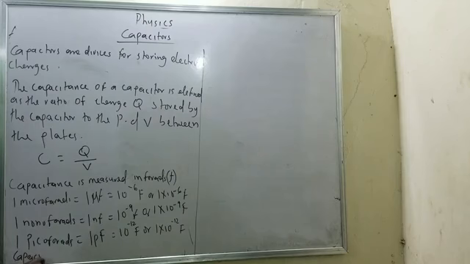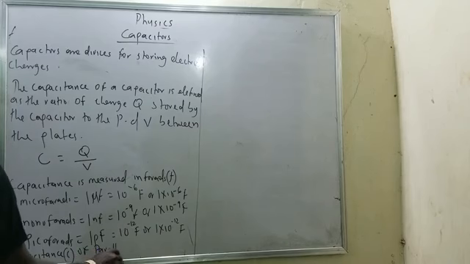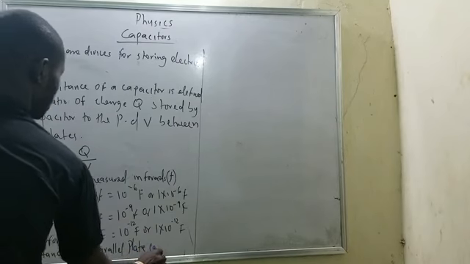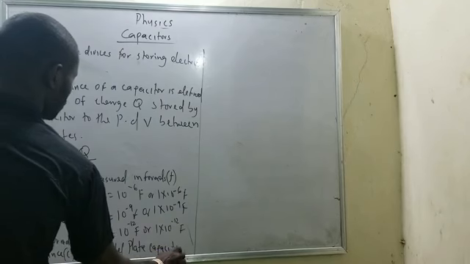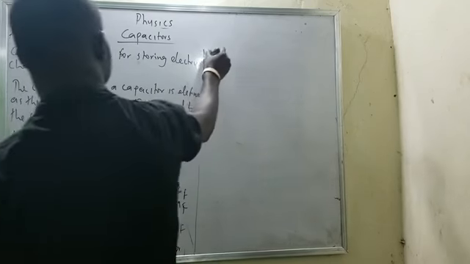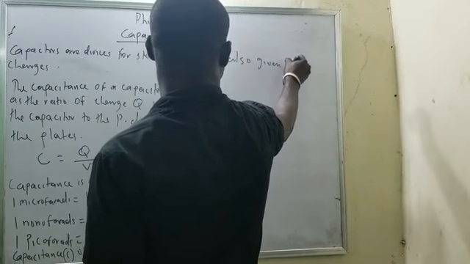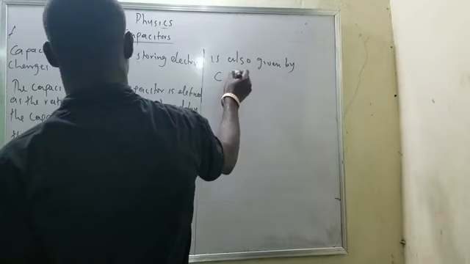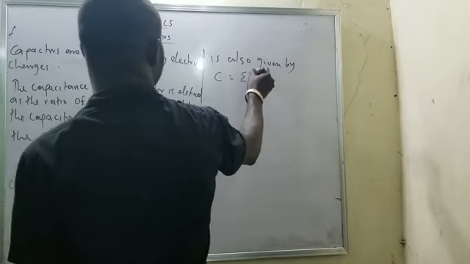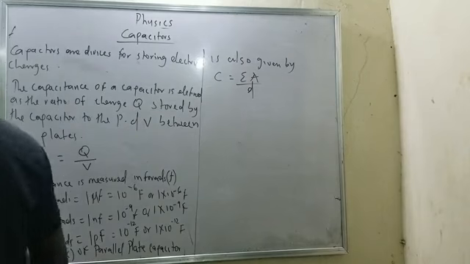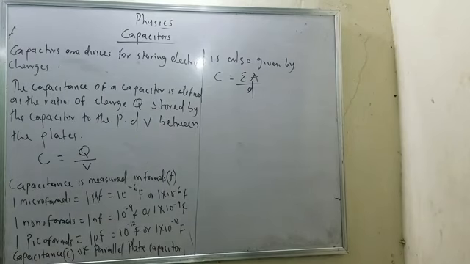And mind you, the capacitance C of a parallel plate capacitor is also given by C equals epsilon times A divided by d. That is very, very important.